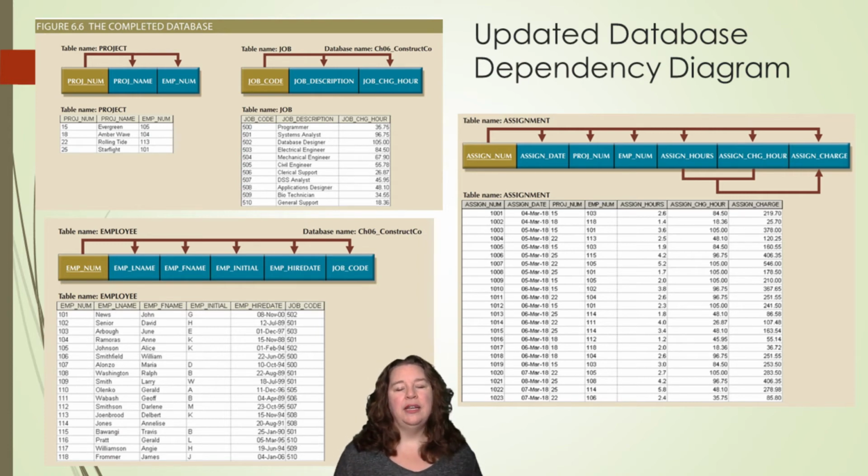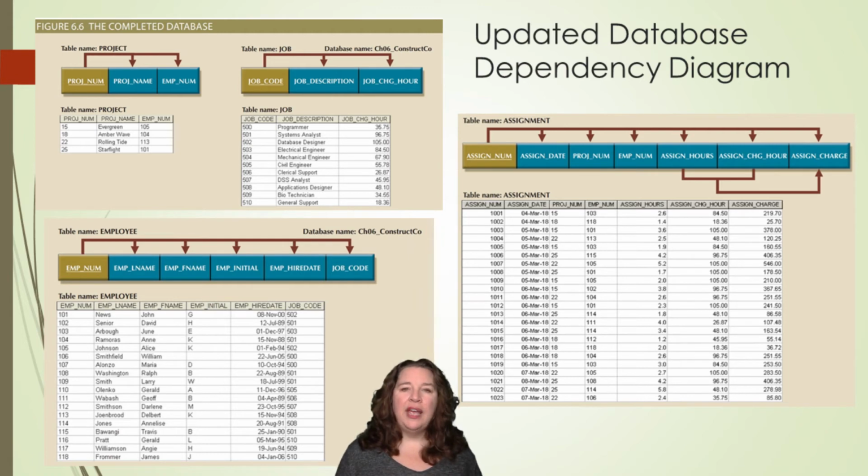We're assuming in this case that the employee only does one job. The database designer does not do electrical engineer. So we don't need to keep track of that. So we're going to keep an eye on those things when we look through and figure out whether or not that's something that we can do. In this case, we're going to call our job code associated with the employee.